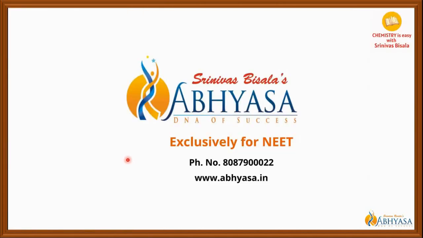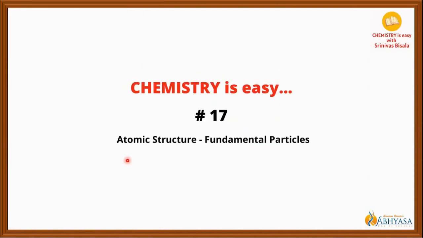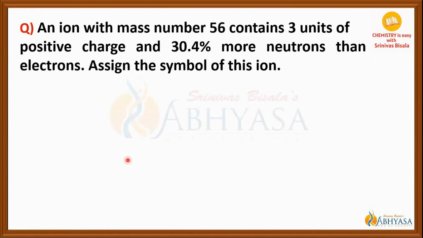In today's video, let us solve a numerical related to fundamental particles from the chapter Atomic Structure. Here is the question. An ion with mass number 56 contains 3 units of positive charge and 30.4% more neutrons than electrons. We need to find out the symbol of this ion.